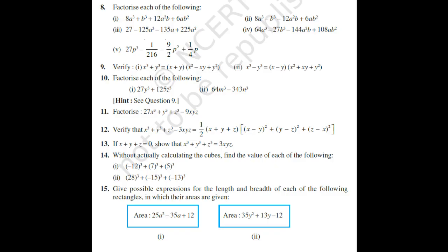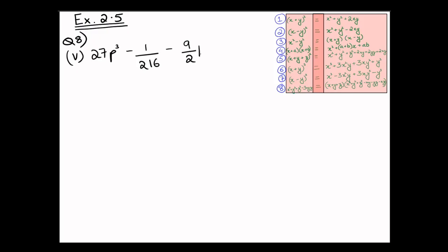The fifth part is 27p cube minus 1 by 216 minus 9 by 2 p square plus 1 by 4 p. Now converting this into the cubic expansion, this can be written as 3p whole cube.